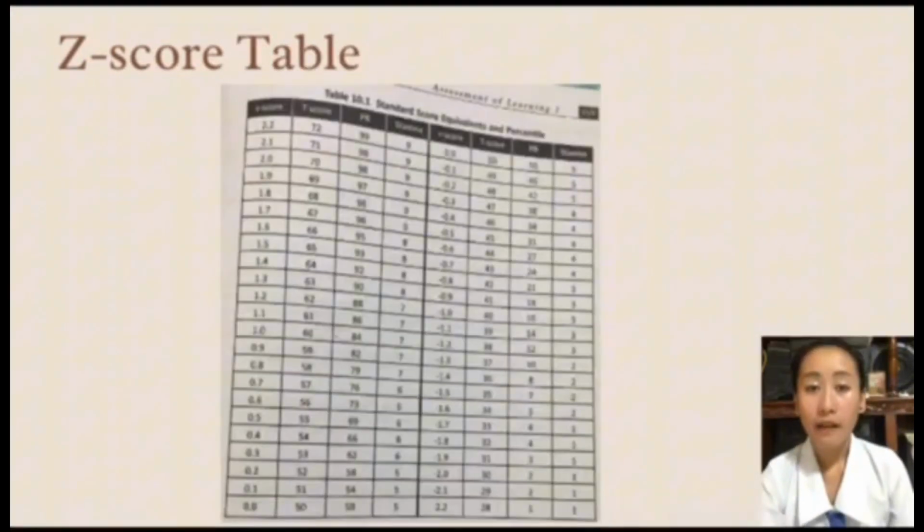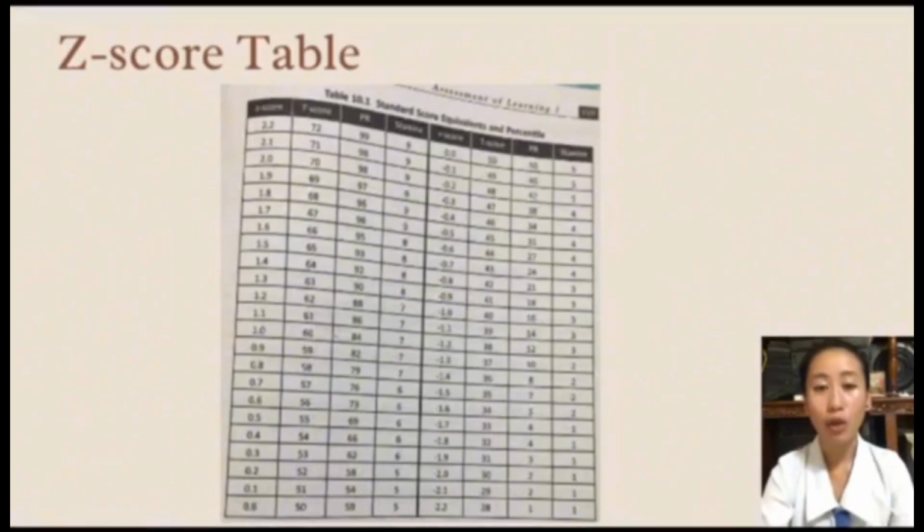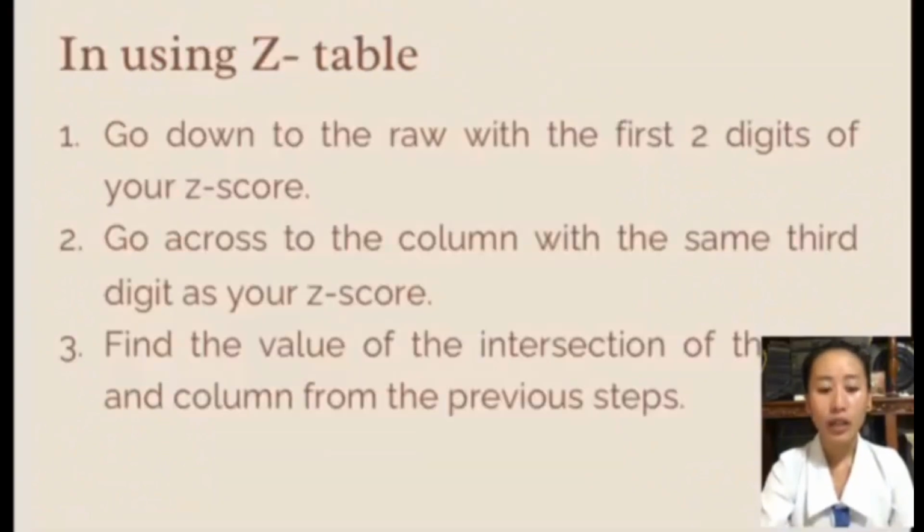And here is the z-table. This table is a mathematical table that allows us to know the percentage of values below a z-score in a standard normal distribution. To use the z-table, first go down to the row with the first two digits of your z-score. Then go across to the column with the same third digit as your z-score. And lastly, find the value at the intersection of the row and column from the previous steps.